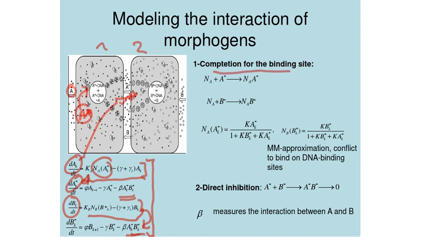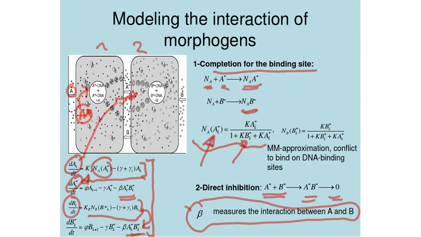So the idea is that you have a competition for the binding site, N, where A binds and leads to this N-star complex, and the same for B. And so you have this expression, and you can see that when you have B with A, you diminish the production efficiency. Another possibility is a direct inhibition, so that when you have this complex, it is, for example, destroyed. And the factor beta measures this interaction between A and B. This is what we saw here.